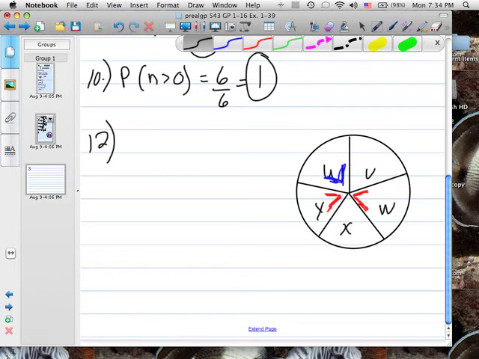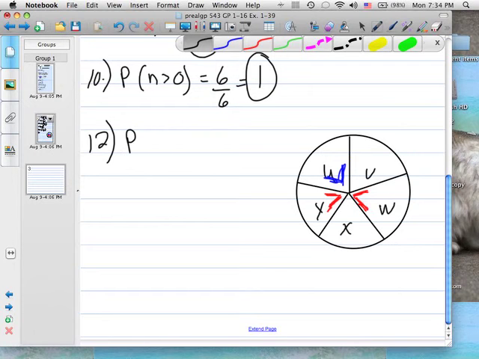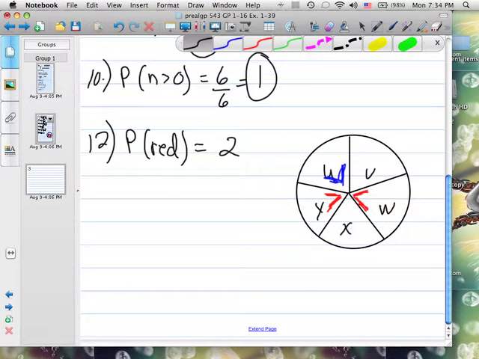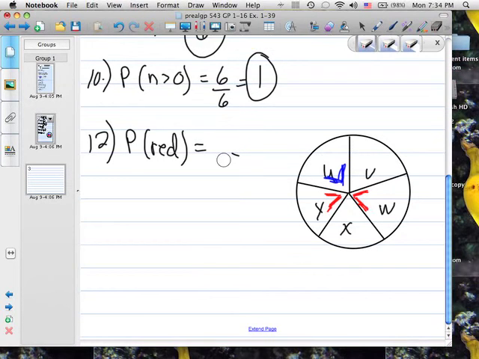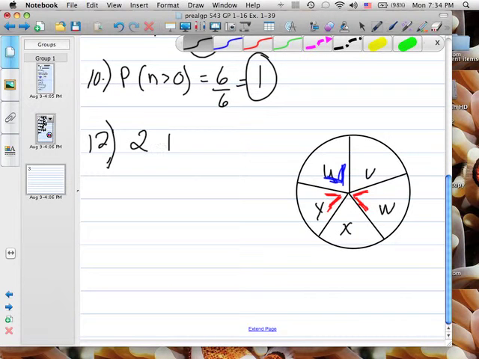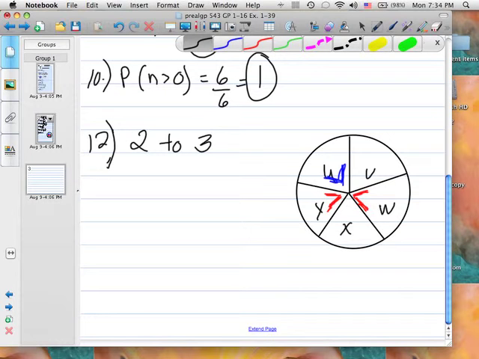And our first problem is the probability that the spinner lands on a red. There are 2 reds out of a total of 5 sections. Whoops, we're doing odds. So the odds of getting a red. So that's the number of ways it can happen, 2, to the number of ways it cannot happen, which is 3. So our odds are 2 to 3.